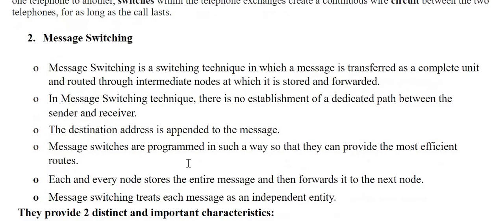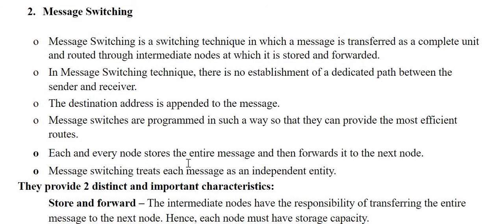Okay, so second type is message switching. So due to some disadvantages in circuit switching, message switching was used. So message switching is a technique in which a whole message is transferred. Okay, so the message is transferred in the form of a complete unit and it is passed through various nodes. Okay, so it is based on store and forward.